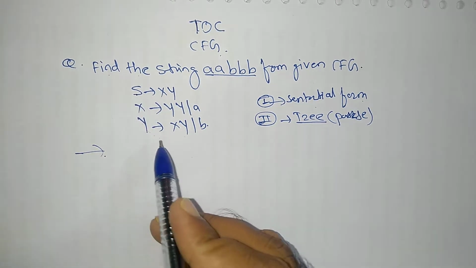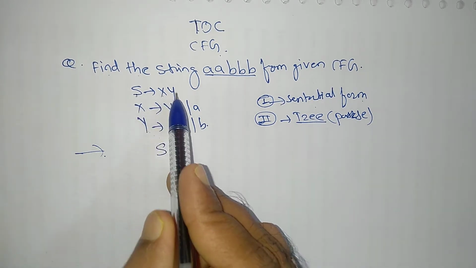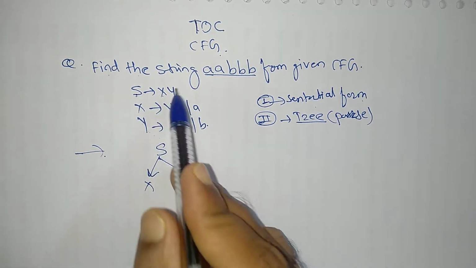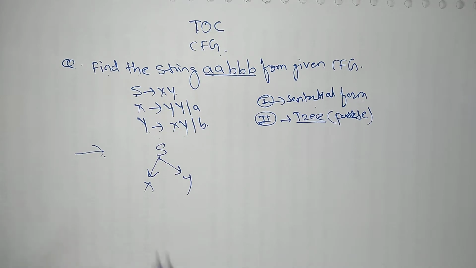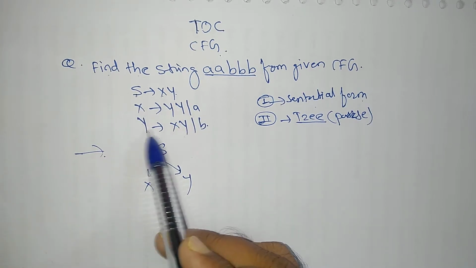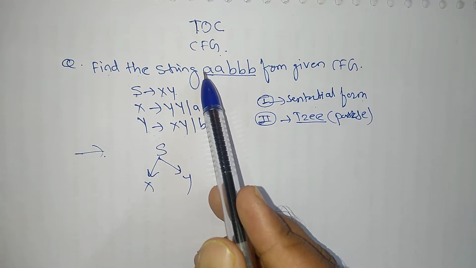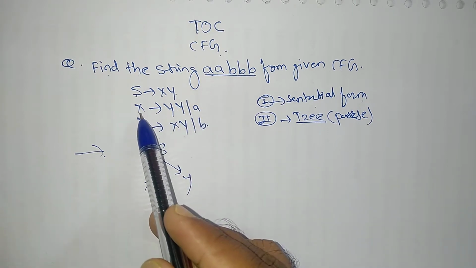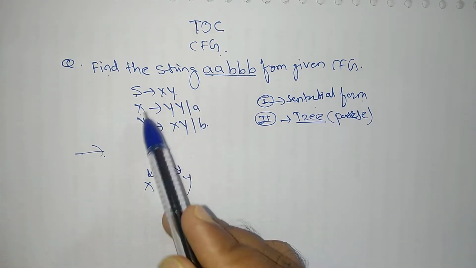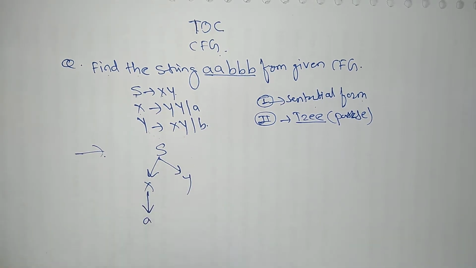S will be the starting state. S is going to produce X and Y. X will be the left child, Y will be the right child. Now after this production, we will have two different productions, X and Y. On the left side, what do I require? A. I require A, so check, can I get A at the leftmost? Yes, X is going to produce A. So I will take A.